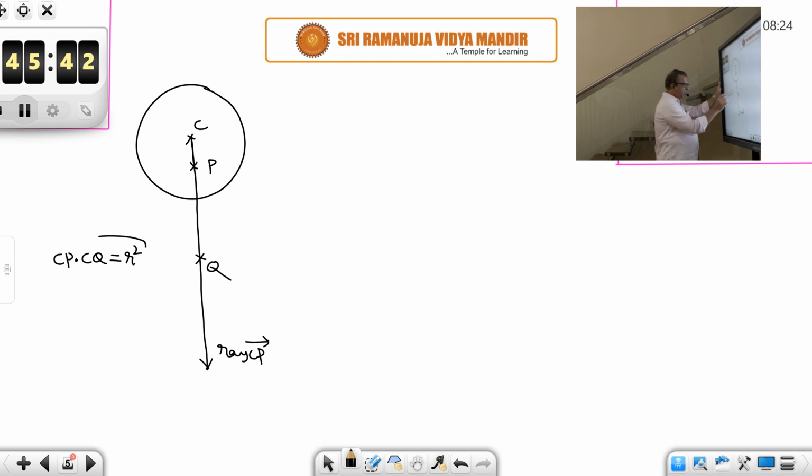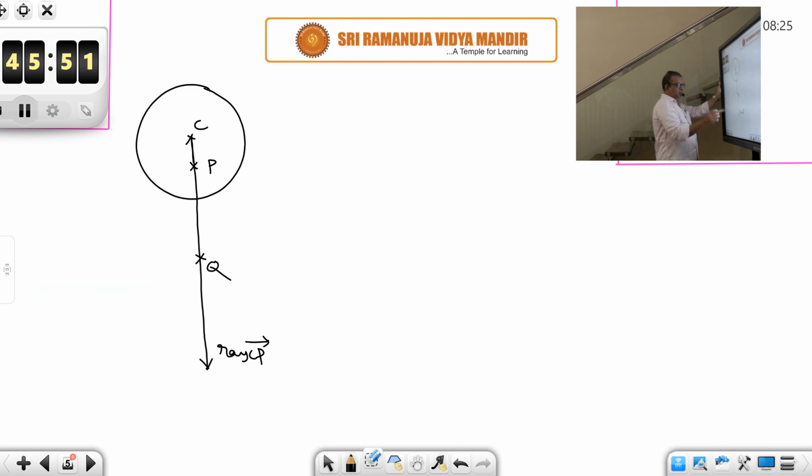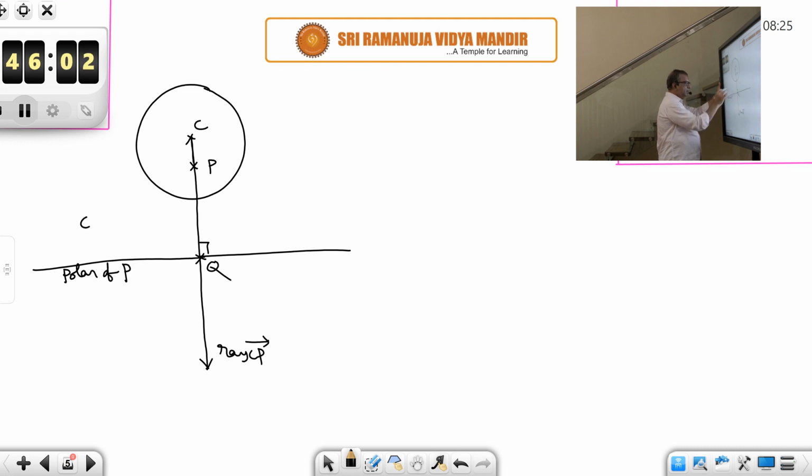So there, what we have to do? We have to draw a perpendicular line. CP into CQ is equal to R square. There we have to draw a perpendicular line. So, this is the polar of P. CP into CQ is equal to R square. But this is true for any point, not only a point inside, it is true for an outside point also.